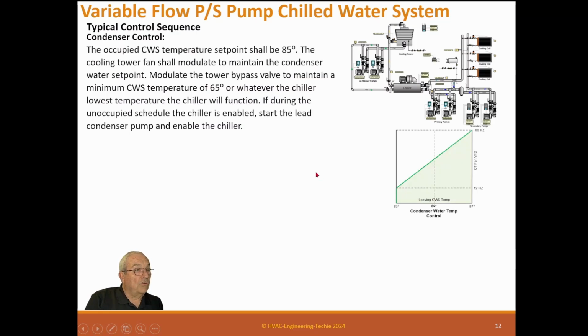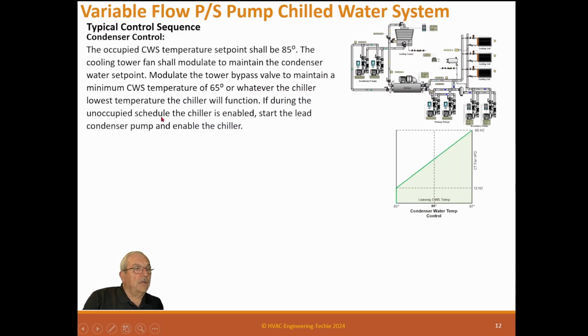Condenser control flow. The occupied condenser water supply temperature set point should be 85 degrees. The cooling tower fan shall modulate to maintain the condenser water set point. Modulate the tower bypass valve to maintain a minimum condenser water temperature of 65 degrees, or whatever the lowest temperature is at which the chiller will function. In other words, we want that to be as cold as possible, but remember, some chillers can't operate at 65 degrees. Some take 70, 72 degrees. So you need to understand what the lowest temperature for your chiller is.